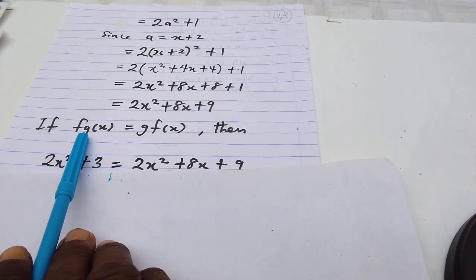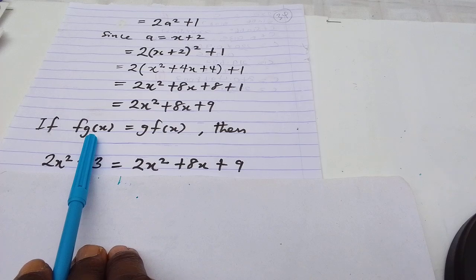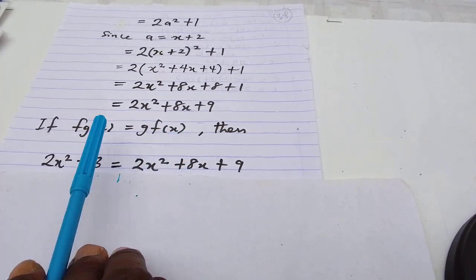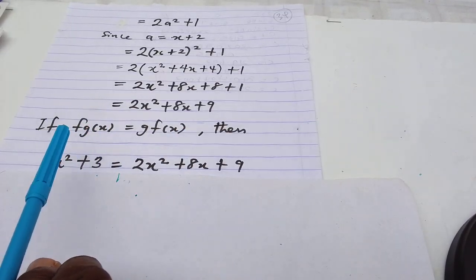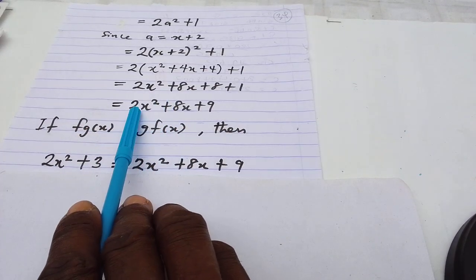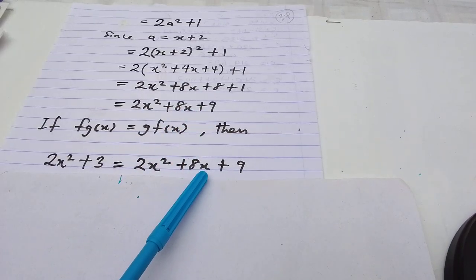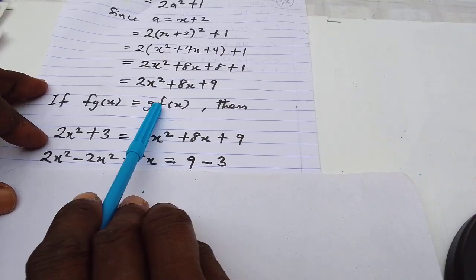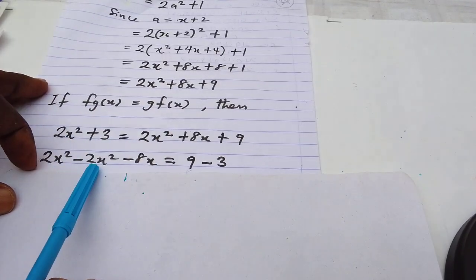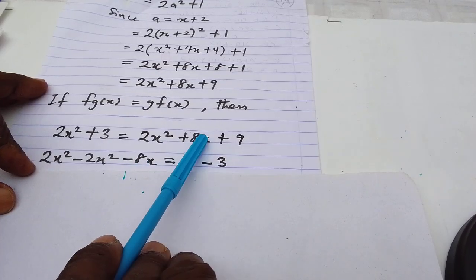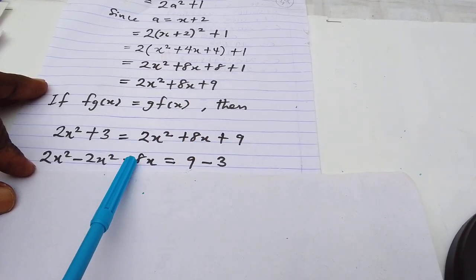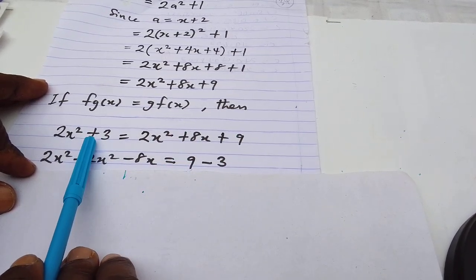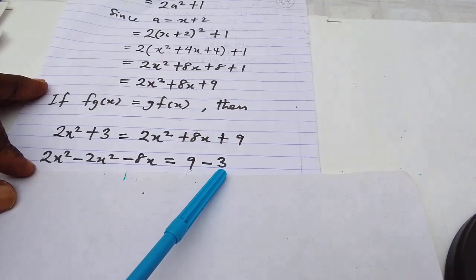So what you do is you equate them. They say what is the value of x at which the two are equal? So you have 2x squared equal to what you have here, 2x squared plus 8x plus 9. So when you do that, you bring this 2x squared to this side. This is plus here. When it comes here, it will be minus 2x squared. Then this is plus 8x here. When it comes here, it turns to minus 8x is equal to 9 is already here. You now bring this plus 3 to this side, now turn to minus 3.